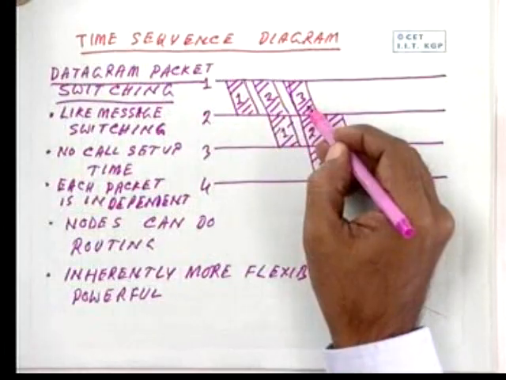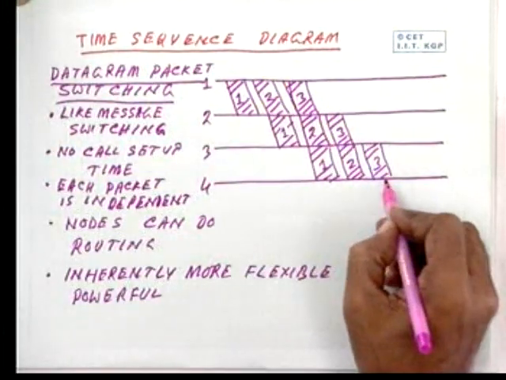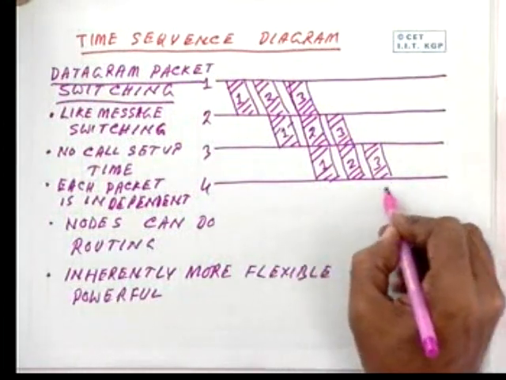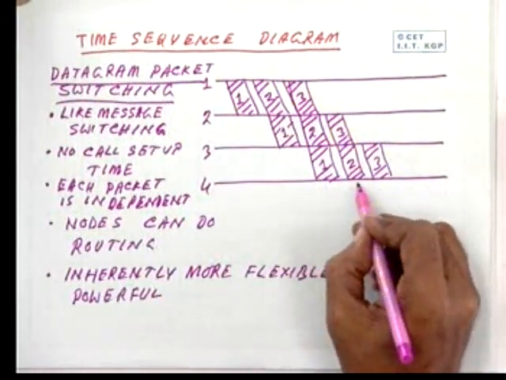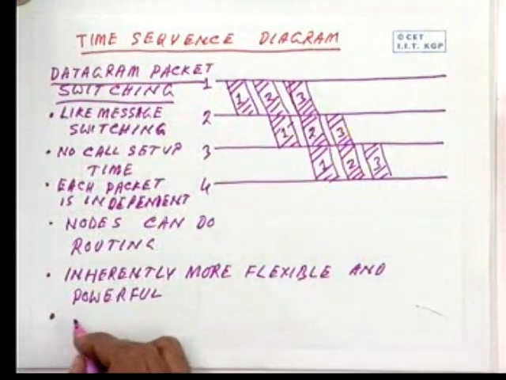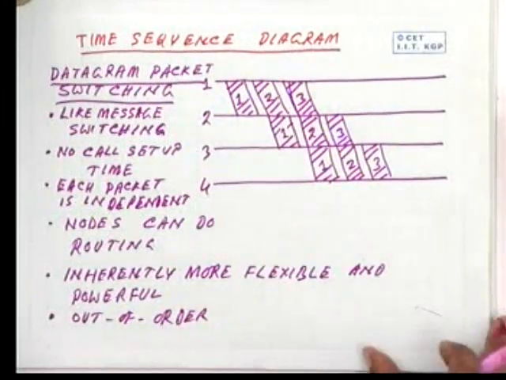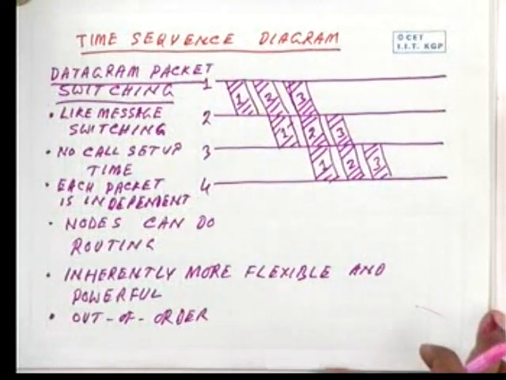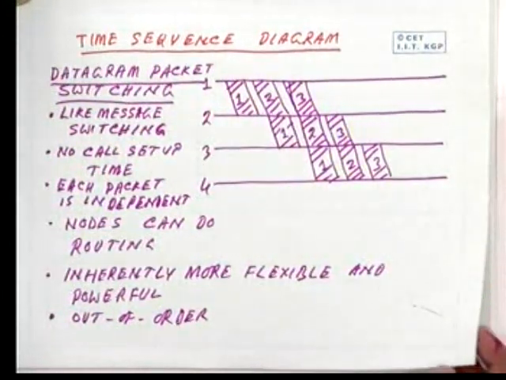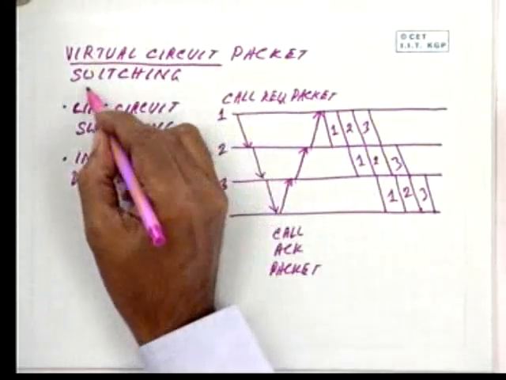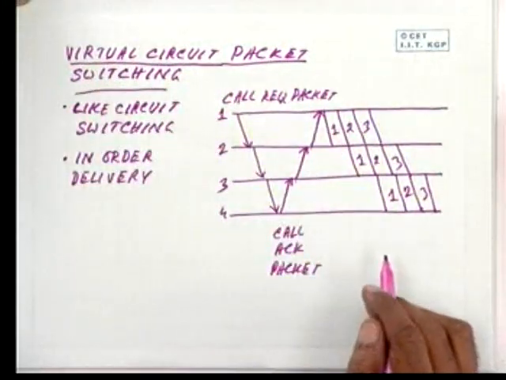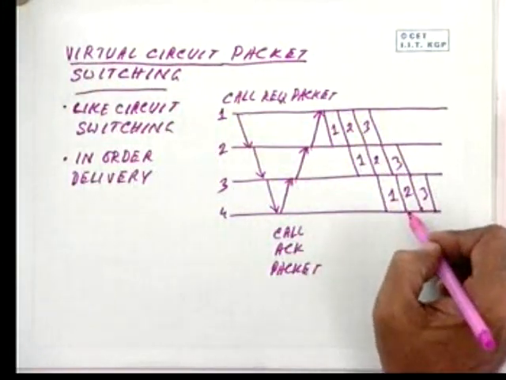Since the packets are sent through different routes, the delay through different routes can be different. As a consequence, ultimately the sequence in which the packets are received at the destination node may be out of order. So here it can be out of order. If you are lucky, you will receive in order, but there is a possibility of receiving out of order, which cannot happen in case of your virtual circuit packet switching, because it is functioning like circuit switching.